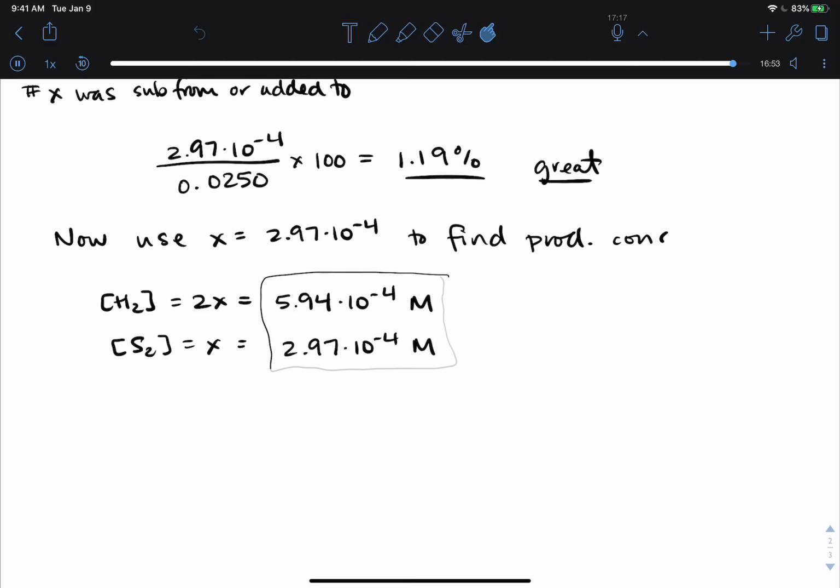And once again, if you would like to check your answer, you can take these numbers and plug them back into the equilibrium constant expression. Now, you might not get the exact number for the equilibrium constant value, but we made an approximation. It should still be very close.